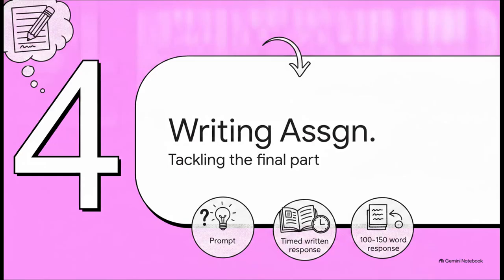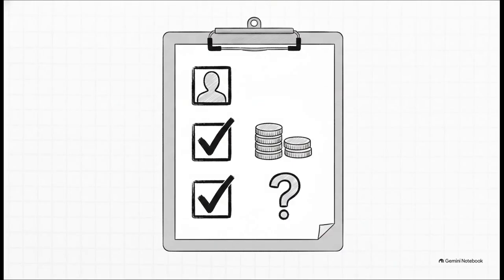Finally, we reach Pillar 4, tackling the writing assignment. This is where you shift from multiple choice to generating your own 100 to 150 word response based on a specific prompt. We have a great practice example, tipping practices in your country. Now, to secure full marks here, you can't just ramble on generally about restaurants. You must systematically answer every single requirement in the prompt.